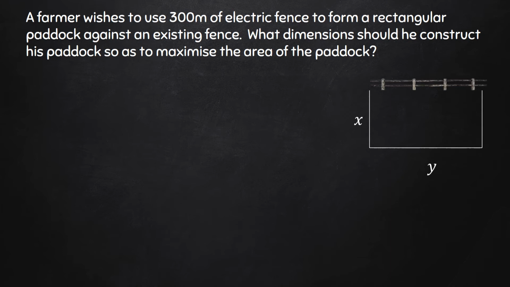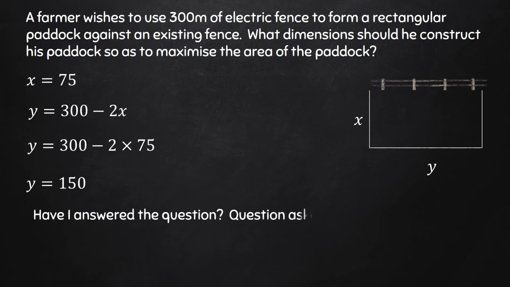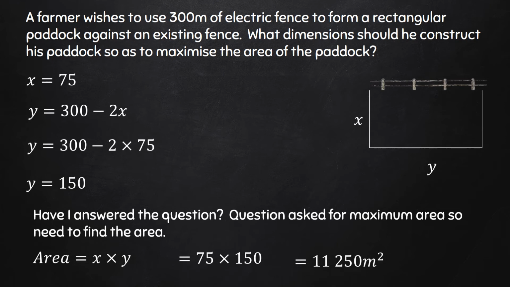So the last T stands for test your answer. Have we answered the question? So we've got our y being 150. The question asks for the maximum area, so I need to find the area. The area is x times y, so we just times 75 by 150 and we get 11,250 square metres.